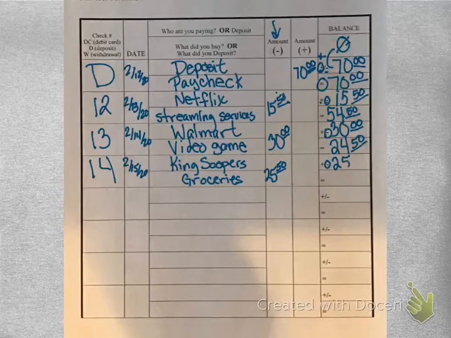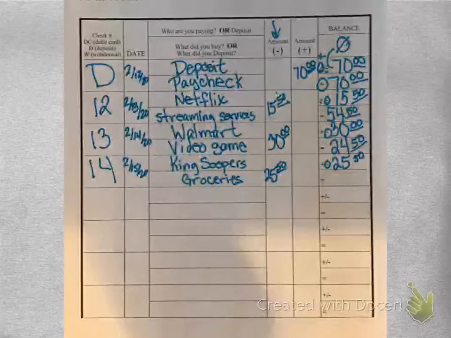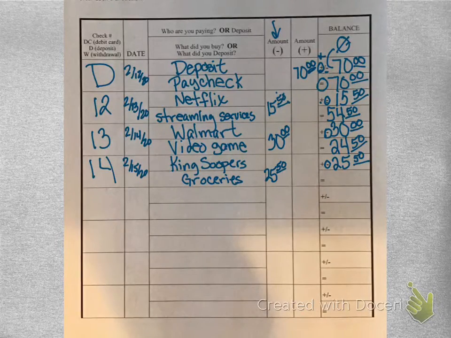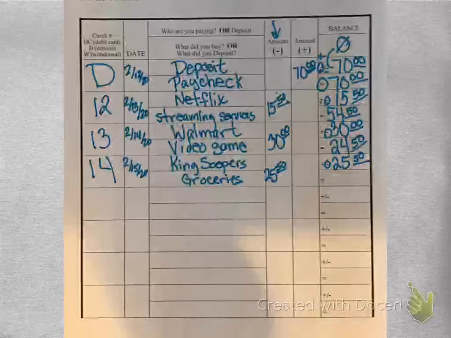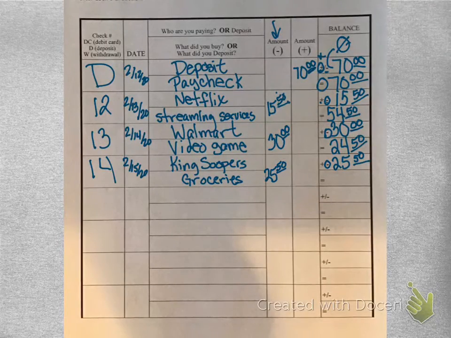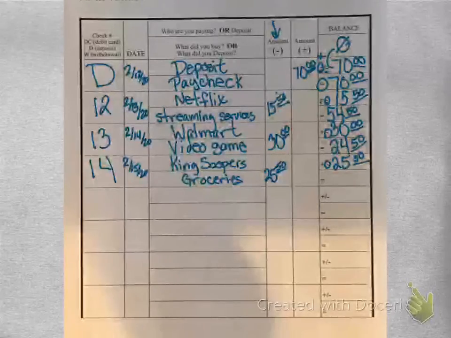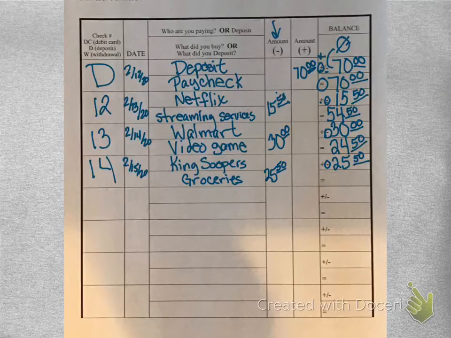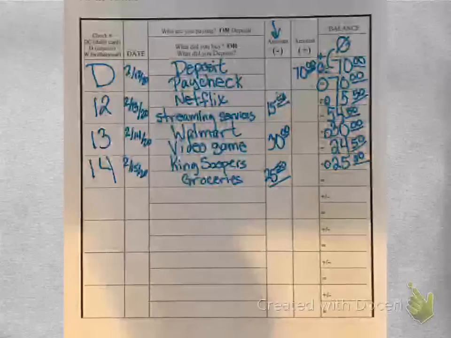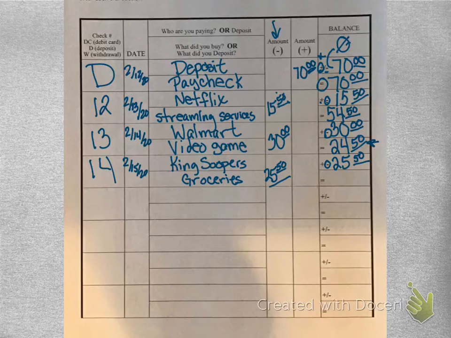Uh-oh. I only have $24.50 in my bank account right now, and I'm taking away $25.50. I'm taking away more money than I have. I just made a mistake. I wasn't paying close enough attention to my bank account balance, and I wrote a check, $25.50, for more money than I actually have in my bank account. I only have $24.50. Uh-oh.